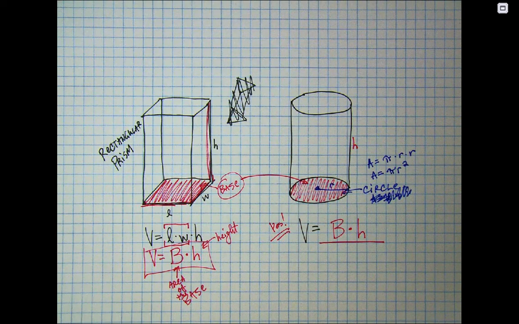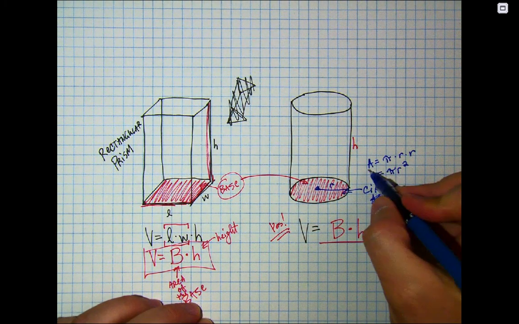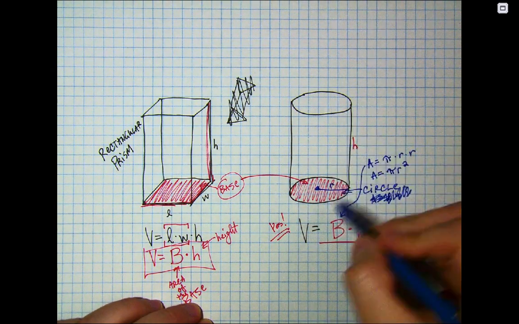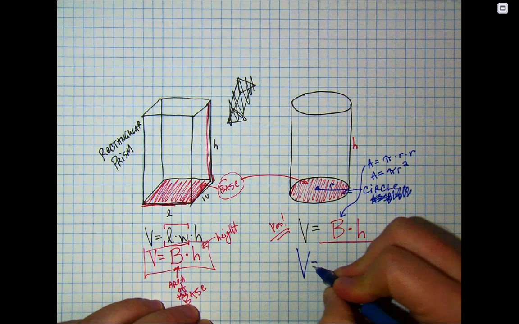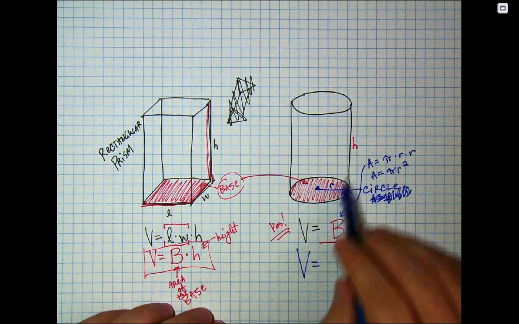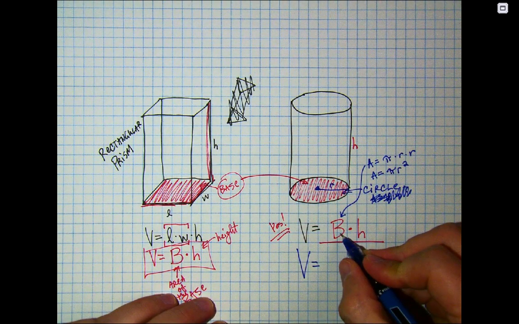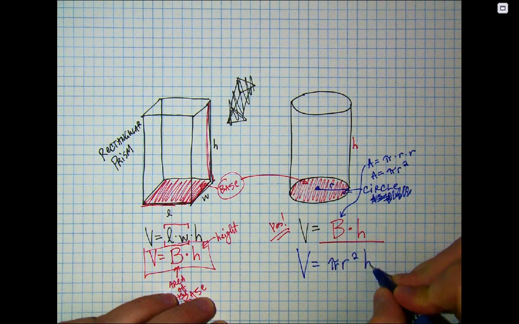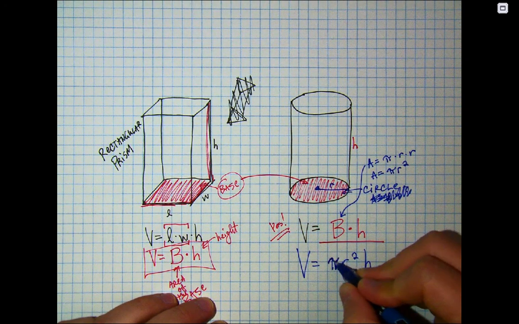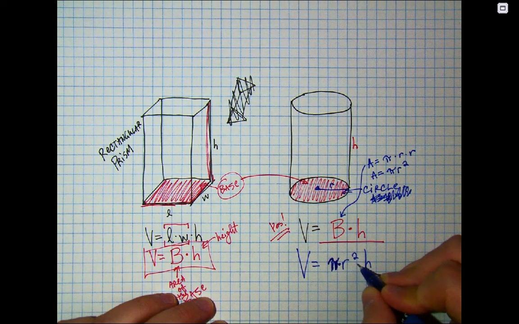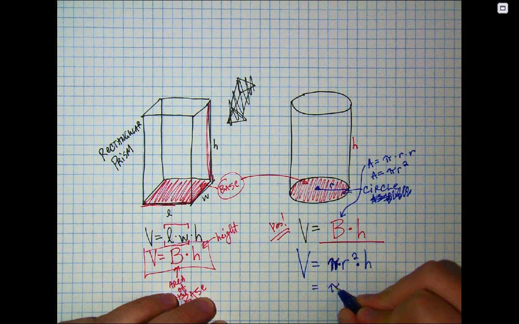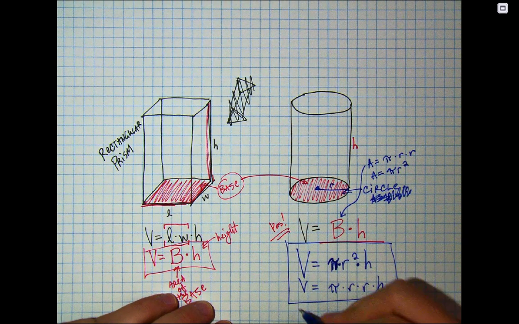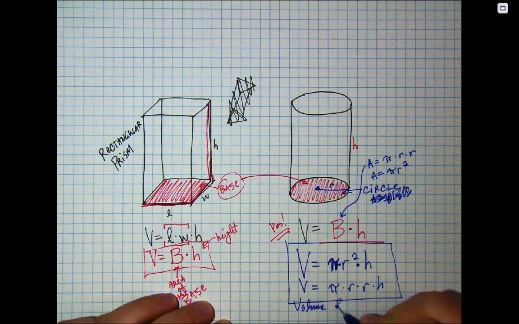All right? So if the area of that circle is what we call the base of this cylinder, then what we can do is now develop a formula for the volume of a cylinder, and instead of the area of the base times the height, it's pi r squared times height. Pi times radius squared times height, or you could write it as pi times radius times radius times height. That's how you find the volume of a cylinder.